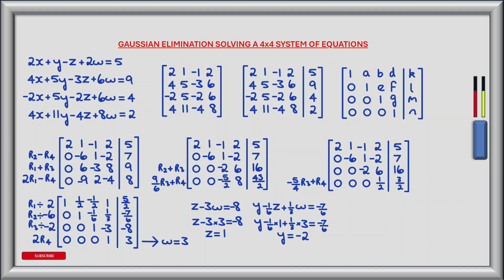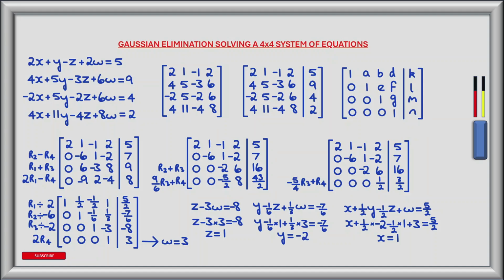If we now look at row 2 of the matrix, so that's this row here, we can see that y minus 1/6 z plus 1/3 w is equal to minus 7 over 6. So if we back substitute for w equals 3 and z equals 1, we get y minus 1/6 times 1 plus 1/3 times 3 is equal to minus 7 over 6. And this resolves to give y is equal to minus 2.